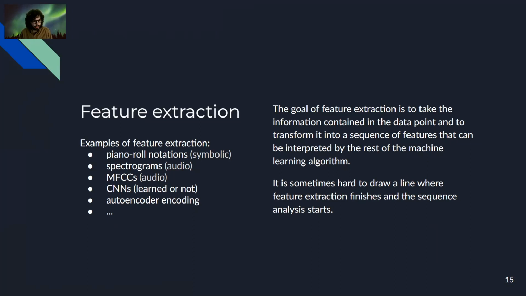An example of feature extraction are piano roll notations, spectrograms, MFCCs, or there is more advanced feature extraction that could be even learned by the machine learning algorithm itself. That could be, for example, CNNs or autoencoders encoding parts. So it is difficult sometimes to draw a line where the feature extraction finishes and sequence analysis starts. And by sequence analysis, we mean studying the succession of these sequences of features, and understanding how they correlate among them, like how the feature at time t is influenced by the feature at time t-1, t-2, but also maybe even t+1 and t+2, since we do not really care about having a real-time algorithm here. We can use information from both the past and the future, so we can do it bidirectional.